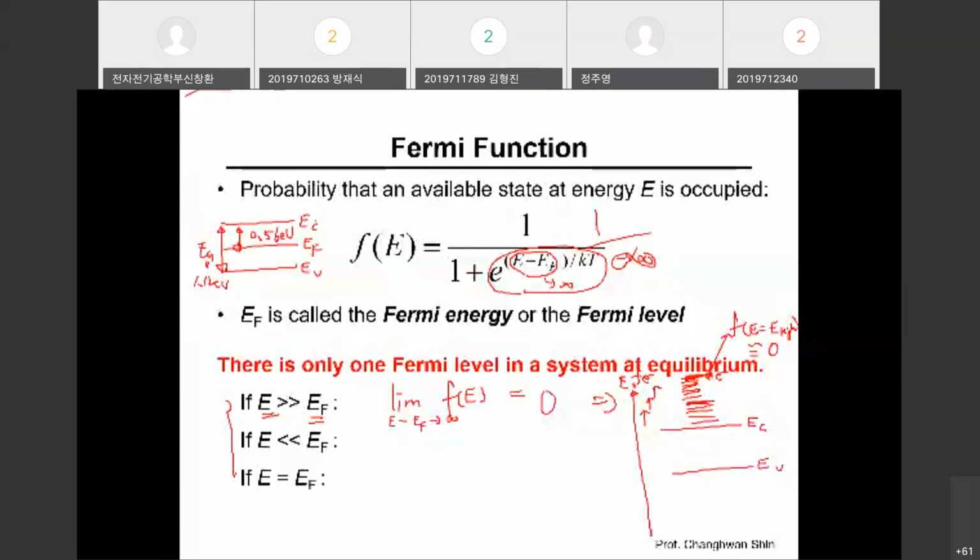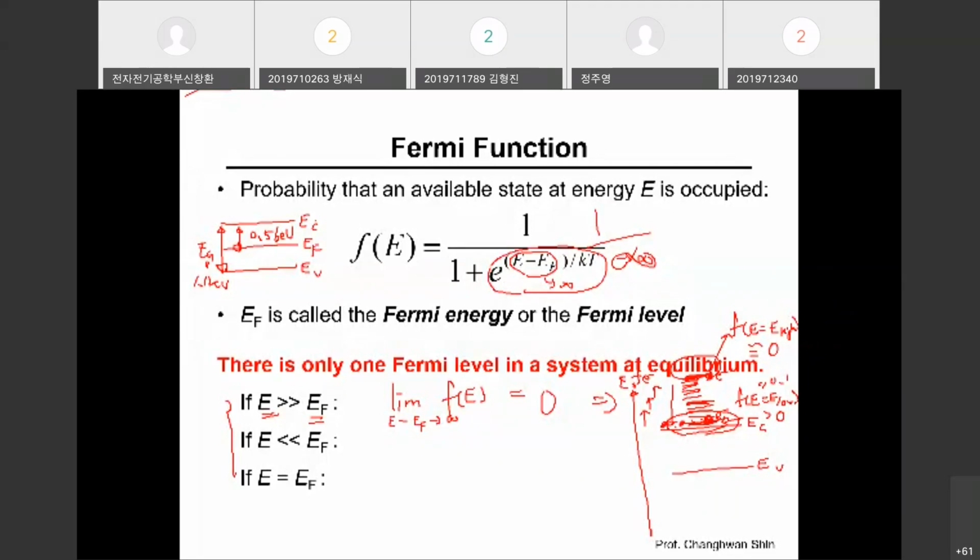It is less likely to find the electron at this very high energy state in the conduction band. But if you go down here, maybe at this energy state, the probability of finding an electron at a relatively lower energy state in the conduction band would be slightly higher than zero. In other words, say at 0.1, which means most likely you will find electrons near the conduction band edge instead of the upper level of the conduction band.